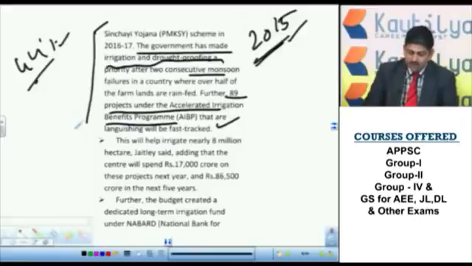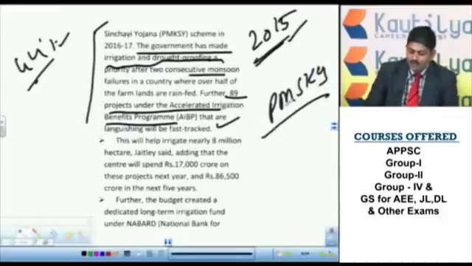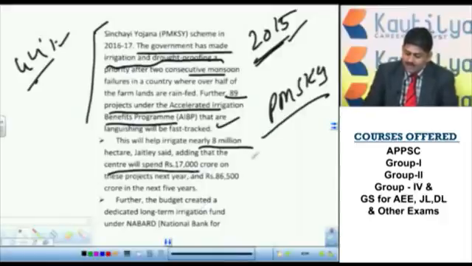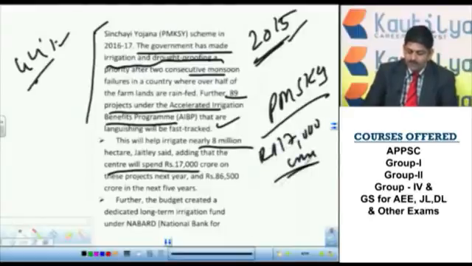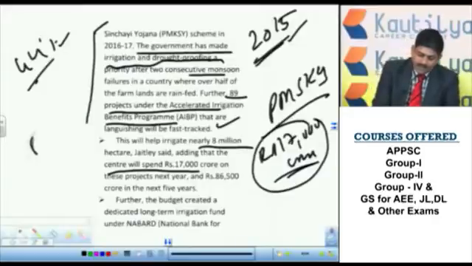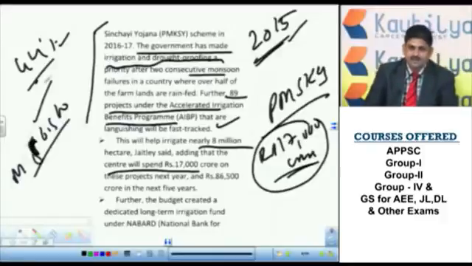Next, in what way does this PMKSY help? This will help nearly 28 million hectares, as I said. The amount that will be spent under this is rupees 17,000 crore on these projects, not next year, it is for this year. In the coming 5 years, 86,500 crores will be spent. In this present financial year, it is rupees 17,000 crore.